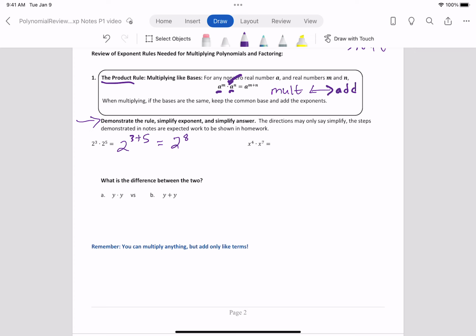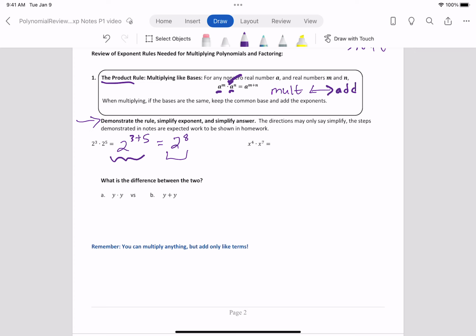I want to make sure that you understand when we multiply like bases, we have to add the exponents. We're going to need that for the coming material. So I want you to demonstrate the rule by showing me that we keep the base and add the exponents, and that becomes 2 to the 8th. Now this is an acceptable answer. If you want to put 2 to the 8th into the calculator after this step and tell me what it is, that's fine. But don't go straight to the answer. I can't give credit for that.